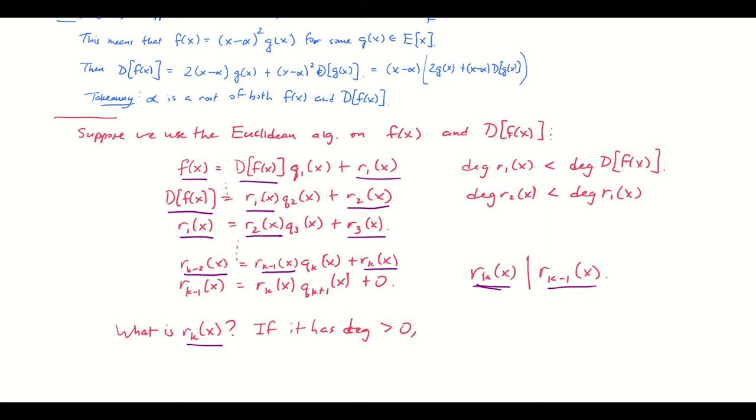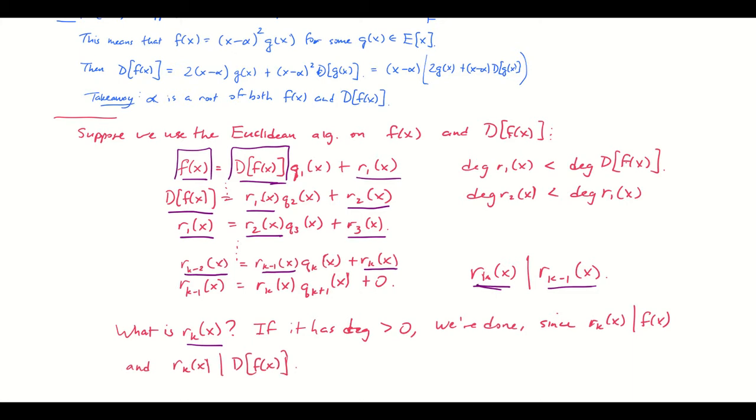And that should make sense if you think about the result of the Euclidean algorithm. The Euclidean algorithm tells you that the last non-zero remainder is the GCD, greatest common divisor, of the two objects that we began with. Okay, so if rk of x has degree greater than 0, then we're done, since this final non-zero remainder has to divide both f of x and its derivative.